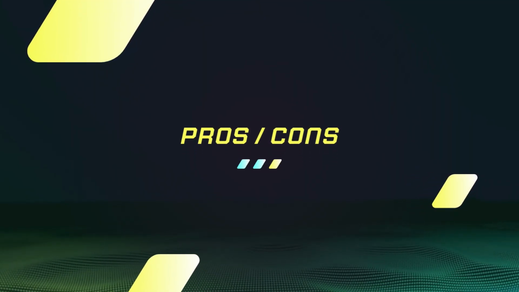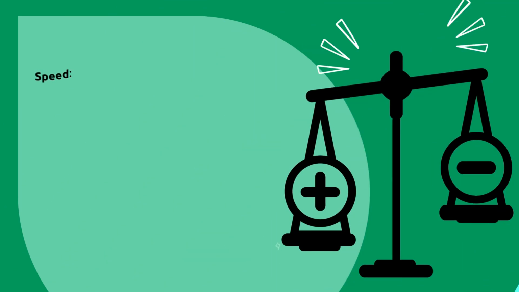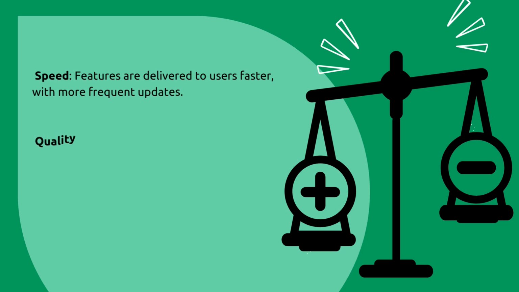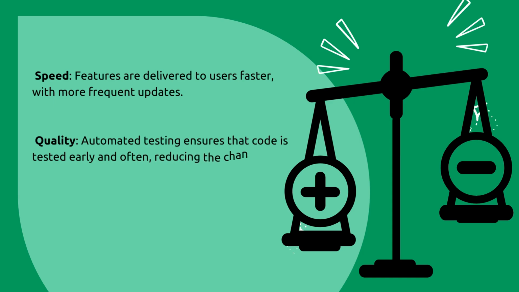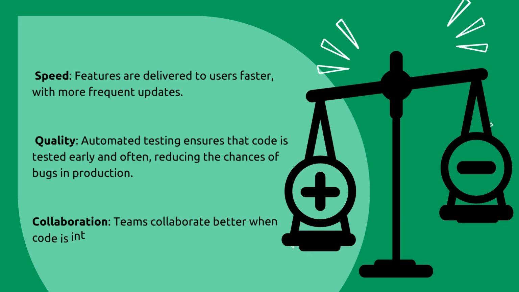Of course, there are pros and cons to using CI/CD. So we can see speed. Features are delivered to users faster with more frequent updates. Quality is good. Automated testing ensures that code is tested early and often, reducing the chances of bugs in production. And teams collaborate better when code is integrated and deployed frequently.